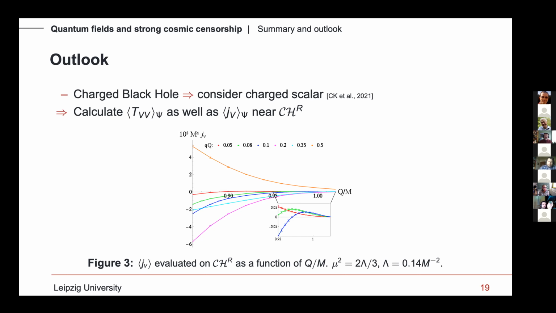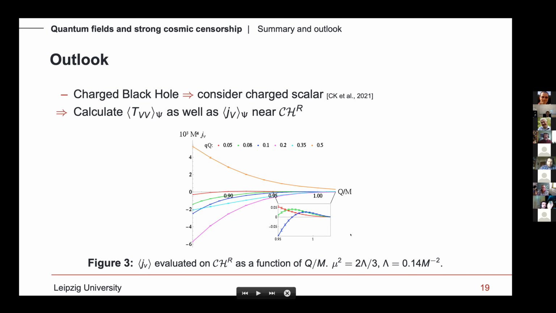So what we did is calculate again this energy flux towards the Cauchy horizon. But since we have a charged scalar, there's another observable that is interesting to look at, namely the current density. And we also calculated that one near the Cauchy horizon. And I have here a plot from a rather recent paper showing the current density again as a function of the charge of the black hole for different charges of our scalar field, for a conformally coupled scalar field. And the surprising thing that we found here is that this function as well changes its sign.